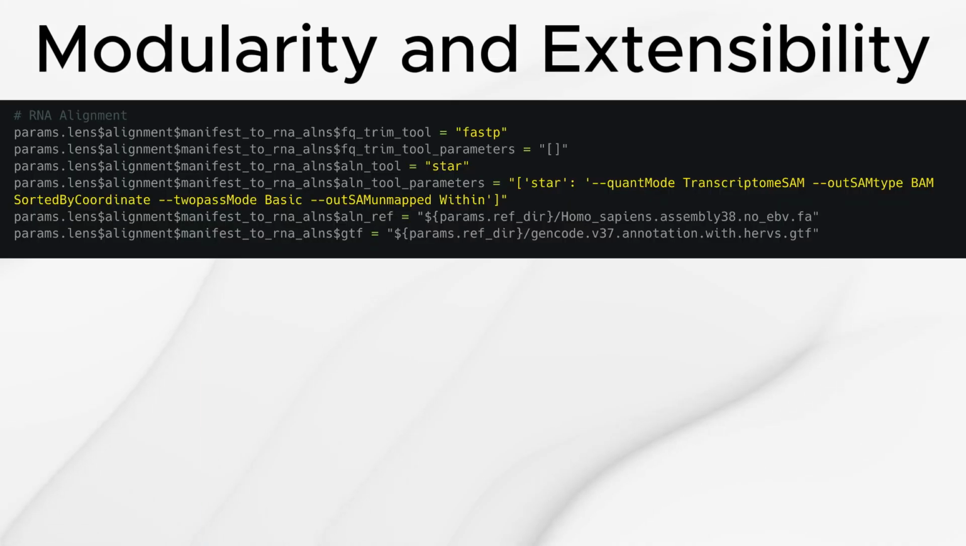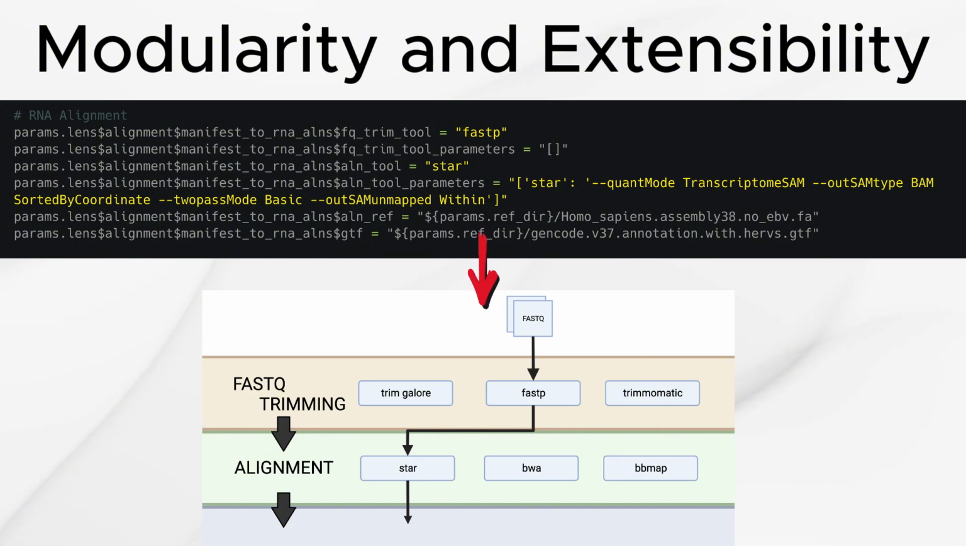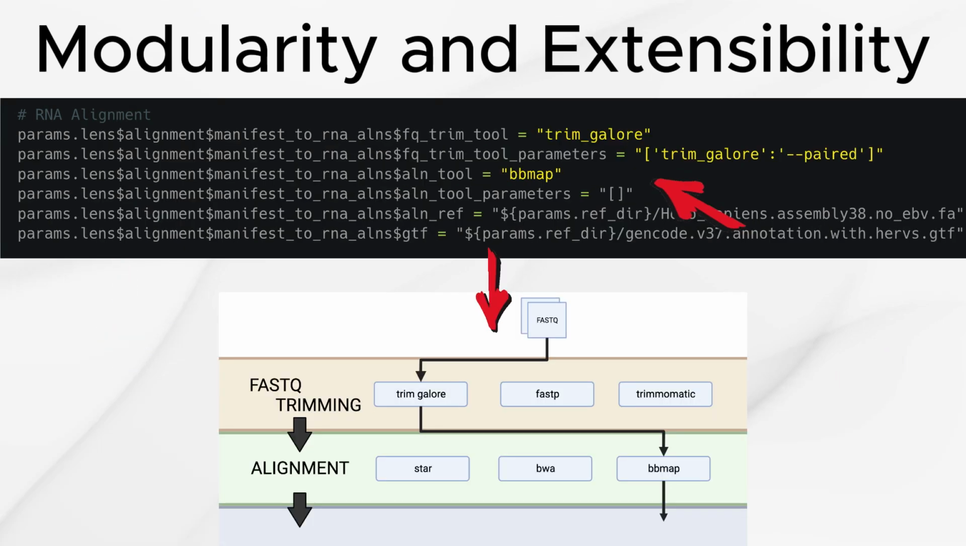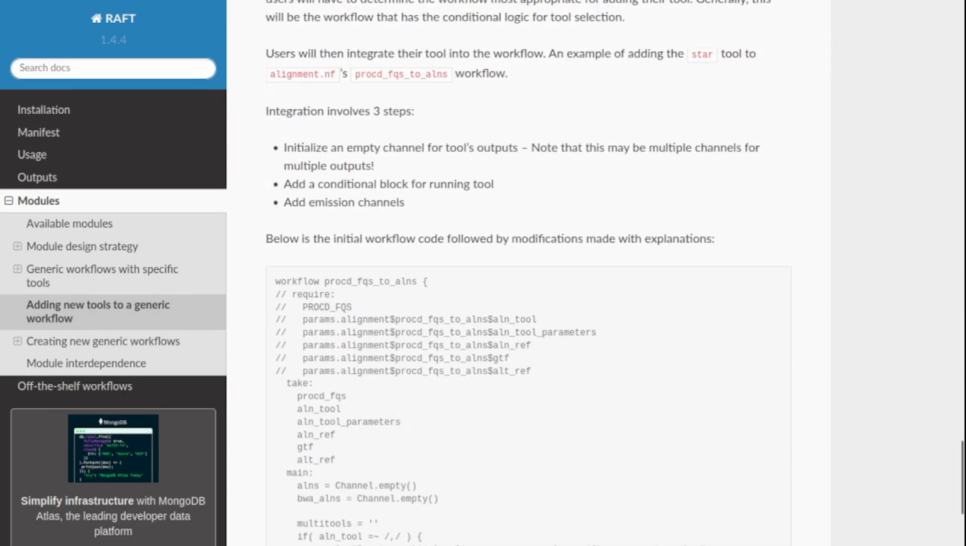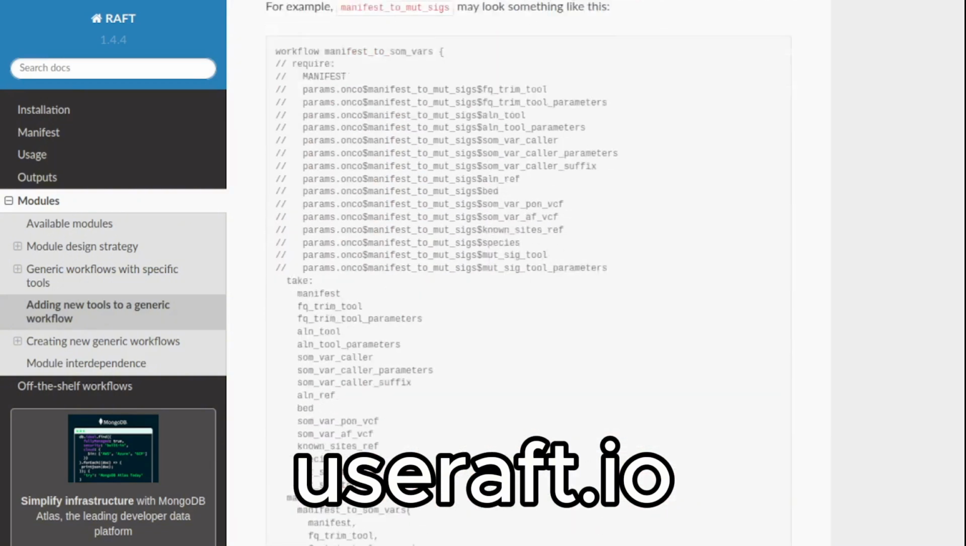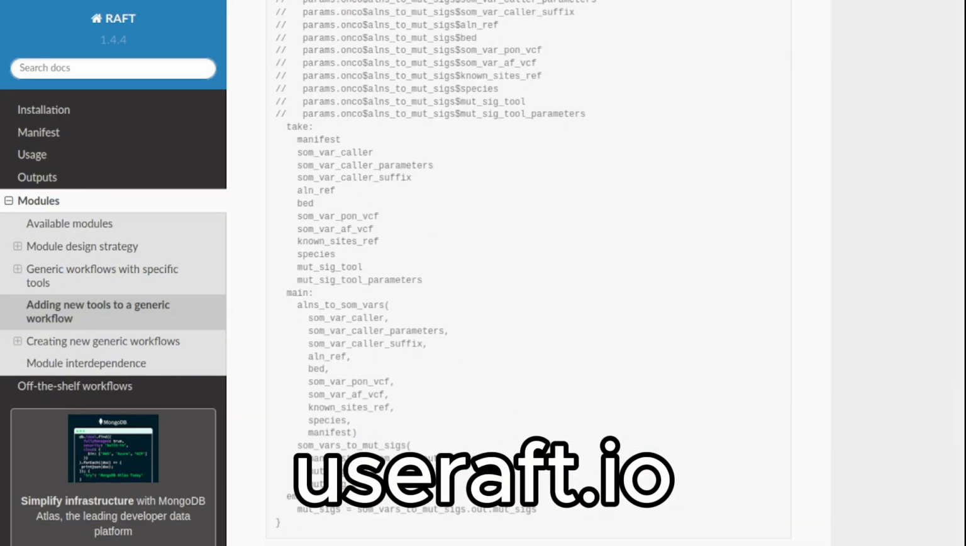Principle number 4 is modularity and extensibility. We wanted advanced users to be able to customize every part of their workflow. RAFT lets you change which tools are used and tweak their parameters. You can edit the main.nf workflow file directly or provide a user parameters option to RAFT to override defaults. You can even create your own tool-specific modules and plug them into the RAFT ecosystem. More on that is available at useraft.io.